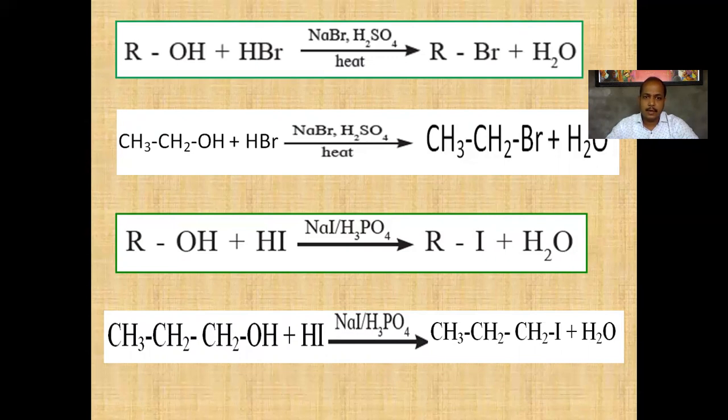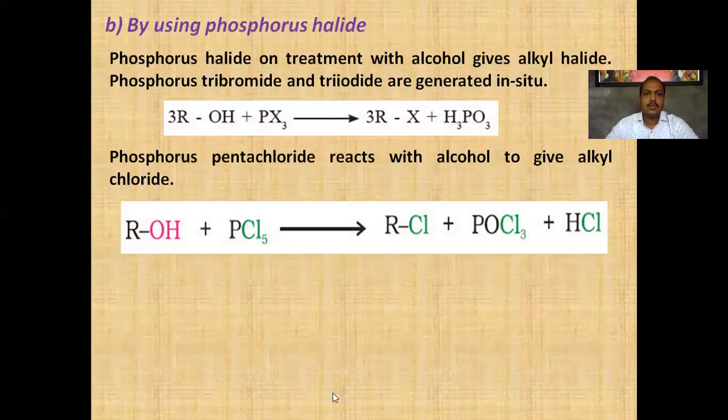Okay, got it? Then next, using phosphorus halide. Phosphorus halide is also an important reagent. By using that phosphorus halide, we can prepare alkyl halides.